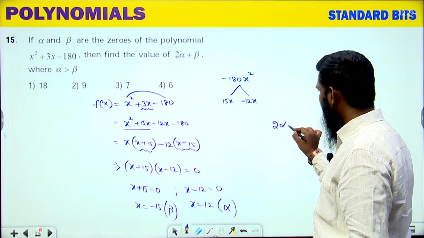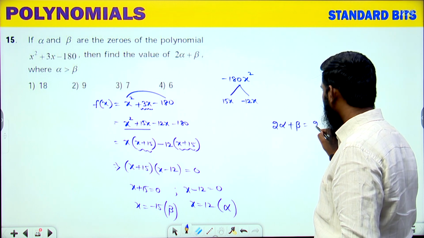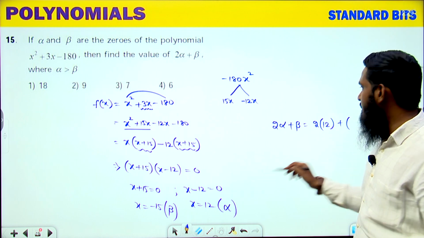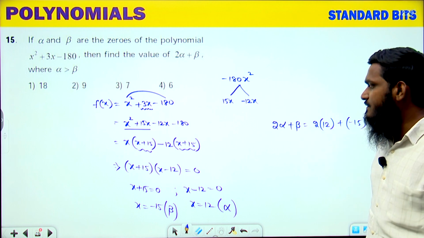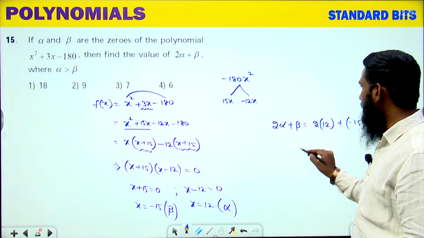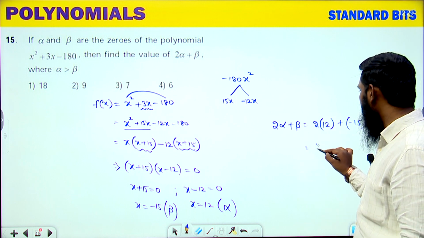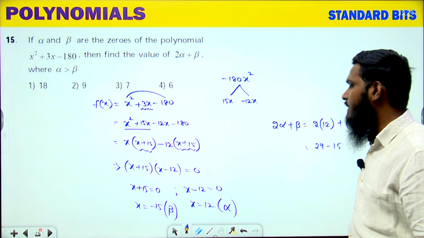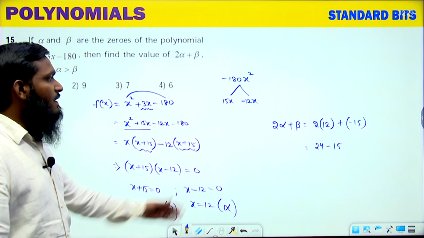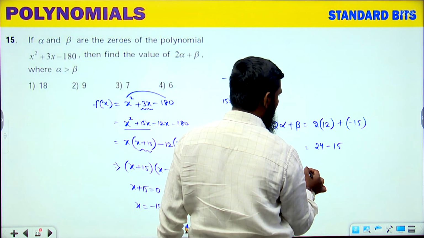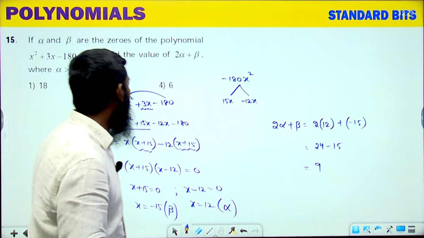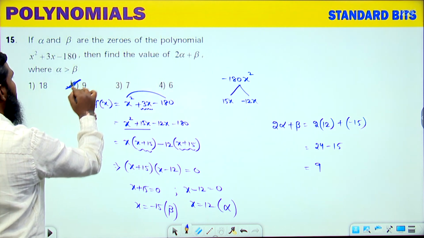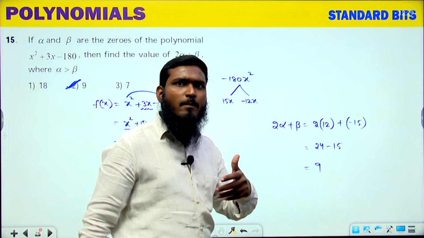If you find 2 alpha plus beta, it is equal to 2 into, what is the alpha value we have over here? 12. Next plus, what is the beta value we have? Minus 15. Like this we have taken 2 alpha plus beta. If you multiply this part, we get 24, then plus into minus is minus, and again 15. So 24 minus 15 we have over here. If you see this part, the answer is equal to 9. Let us check the options: 2 alpha plus beta value is equal to 9, so let us go with option number 2. Okay, so these were the important questions we had.